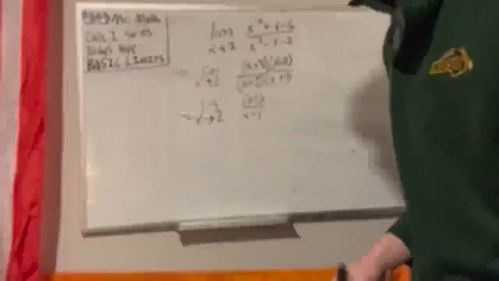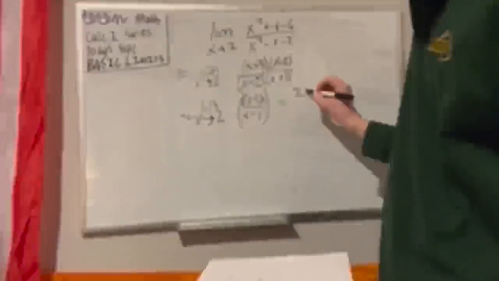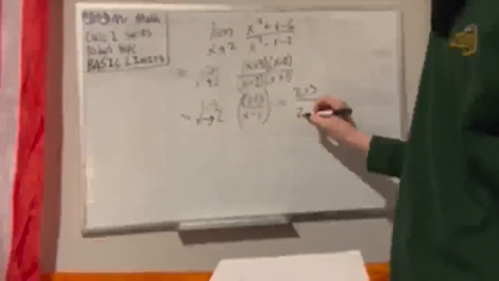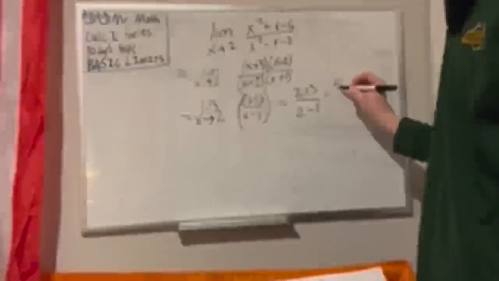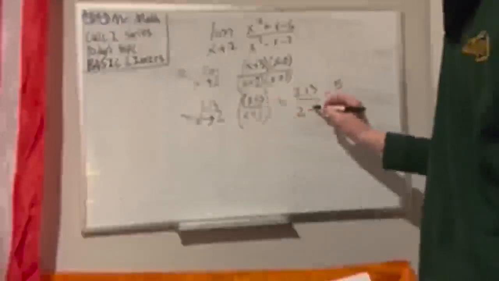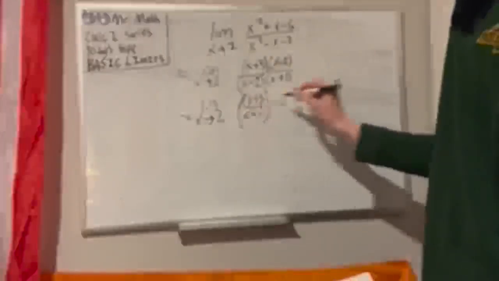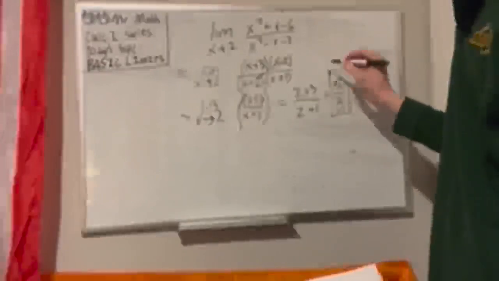Now we can plug in 2 for x in our problem. So we're left with 2 plus 3 over 2 plus 1. I'm sorry, this is a plus. My bad. Plug in our 2 plus 1, 3. And our answer is 5 over 3.